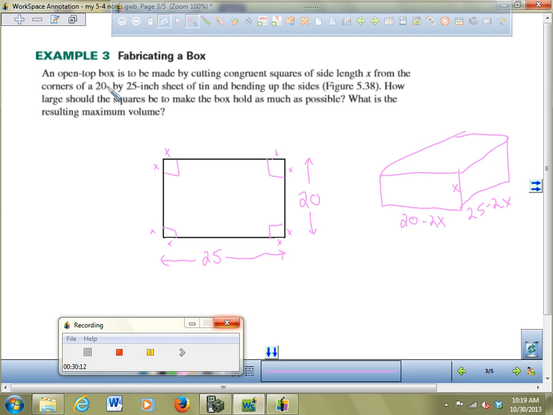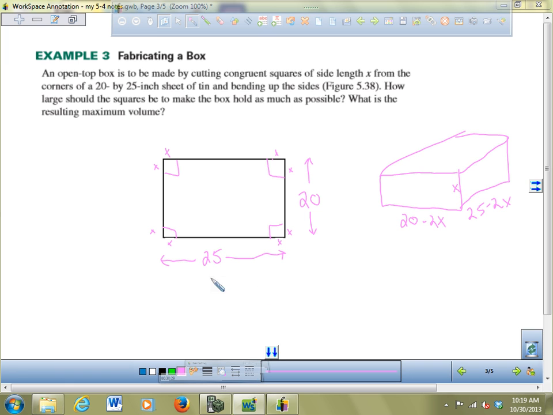So then, look at what the question is asking you. How large should the squares be to make the box hold as much as possible? So what are they asking you to maximize? The volume. And to find the volume of this box, I go 20 minus 2x times 25 minus 2x times x. And I could FOIL that. First I'm going to FOIL this part. We're going to do this algebraically, to try to find the maximum.